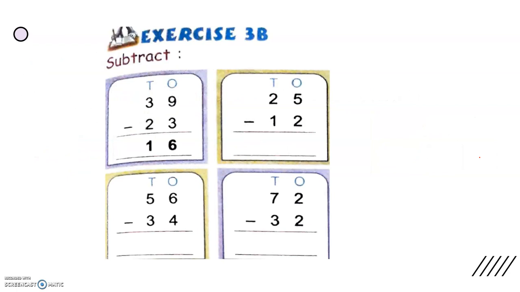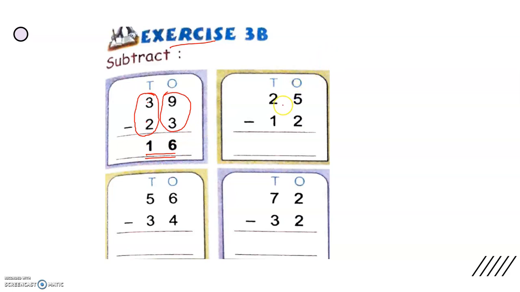Now we can subtract here, exercise 3b. 39 minus 23. First you have to subtract the ones place digits. Ones place digits are 9 and 3. 9 minus 3 is 6. Now we have to subtract the tens place digits. 3 minus 2. From 3 you have to take away 2. The answer is 1. So our answer is 16.